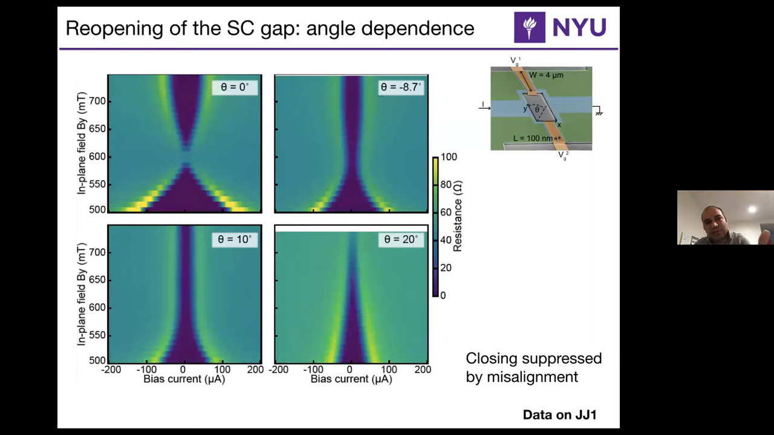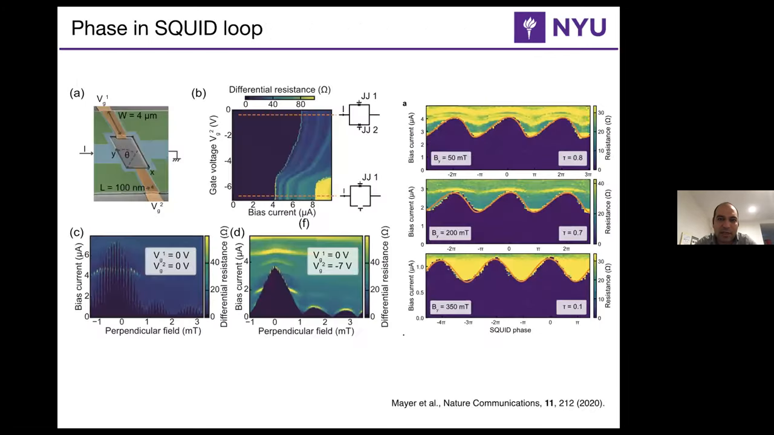There's also a very interesting angle dependence. It's very narrow, about 10 degrees. This kind of gap closing, or I guess current closing, goes away, and it all becomes simple, which is again very consistent with the chirality of the Majorana. So if you now use the geometry as a squid loop, you have full gateability, I guess.